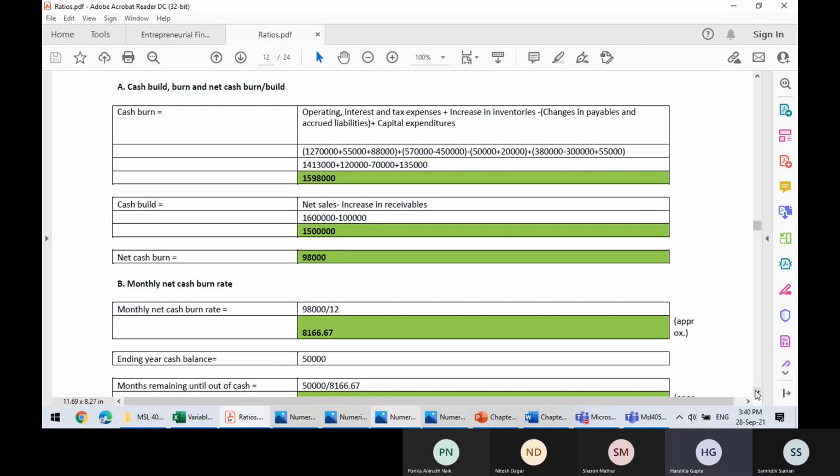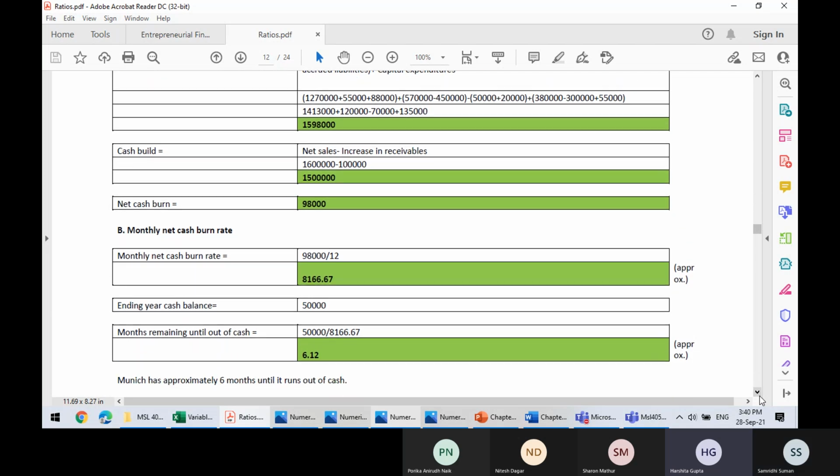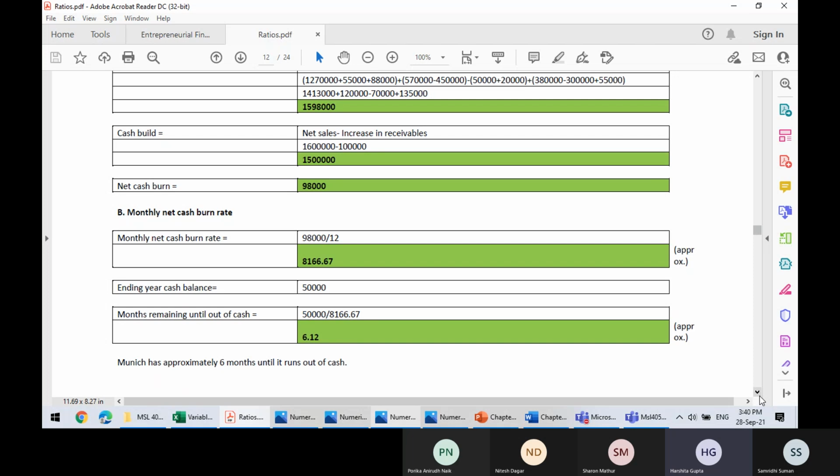Moving on to part B, we have to calculate the monthly cash burn rate. For that, the net cash burn that we calculated in part A, we'll simply divide by 12. Further, to know the months remaining until the business is out of cash, we first find the year-end cash balance, which I think was 50,000 in the balance sheet, and divide it by the monthly cash burn rate. That will give us the months remaining until the business is out of cash. Is there any doubt in this numerical?